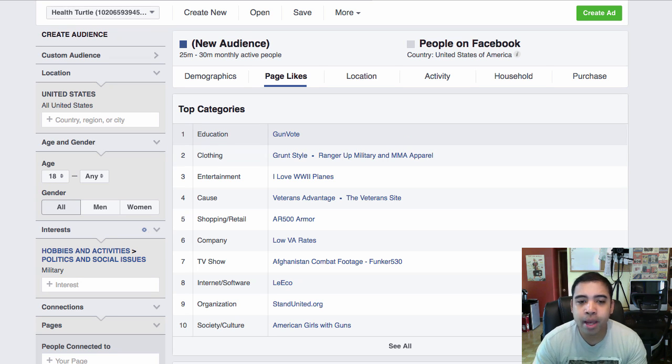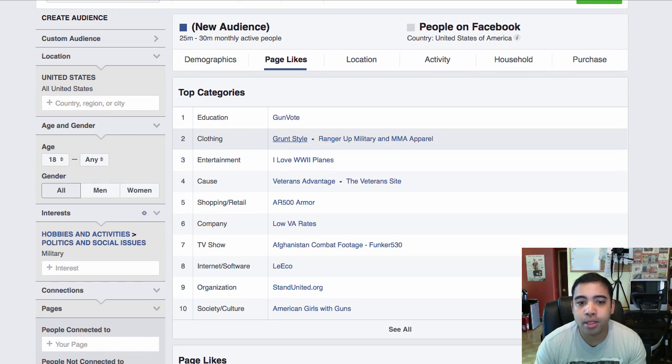What I would recommend is going into these pages and finding out the engagement on each page. That's very important, because if you're targeting an interest that has high numbers of engagement, what do you think is going to happen to your ad? You're going to get more engagement based on the type of people that you're targeting.